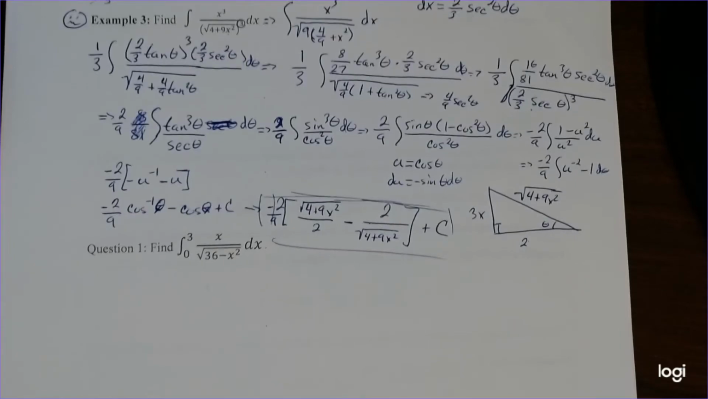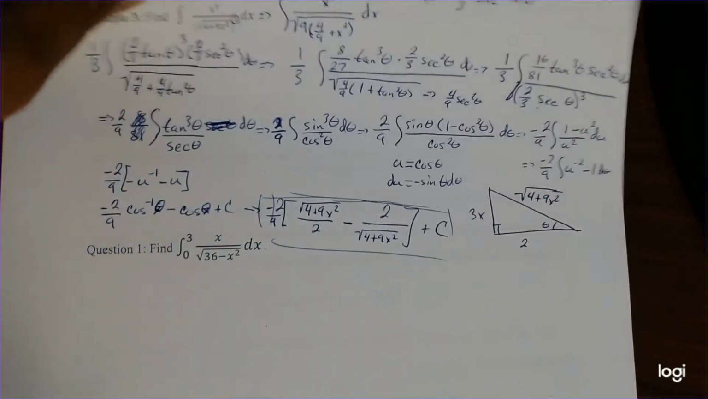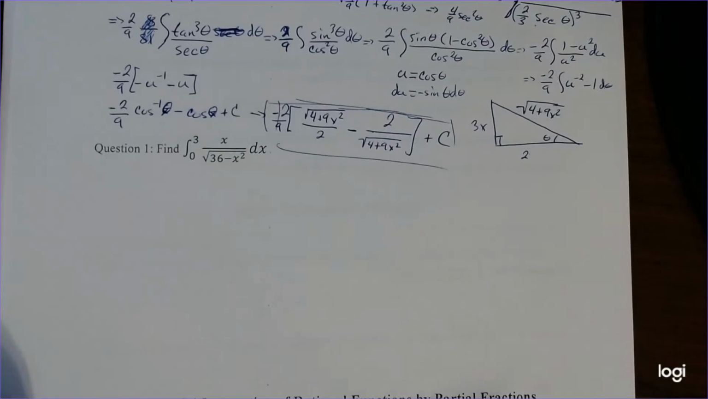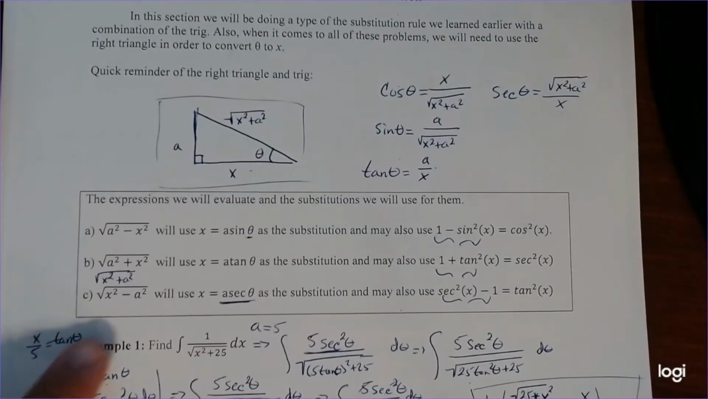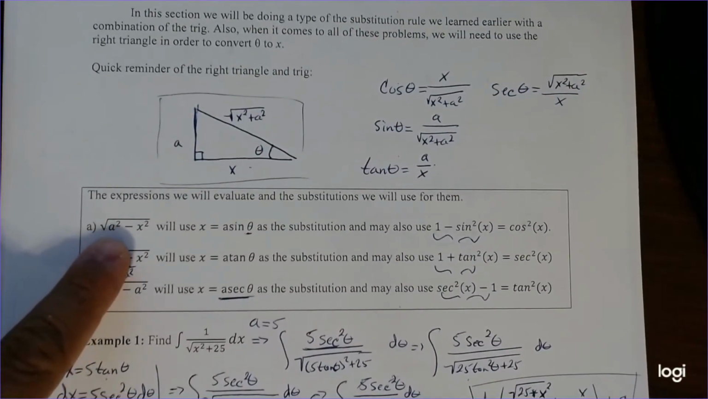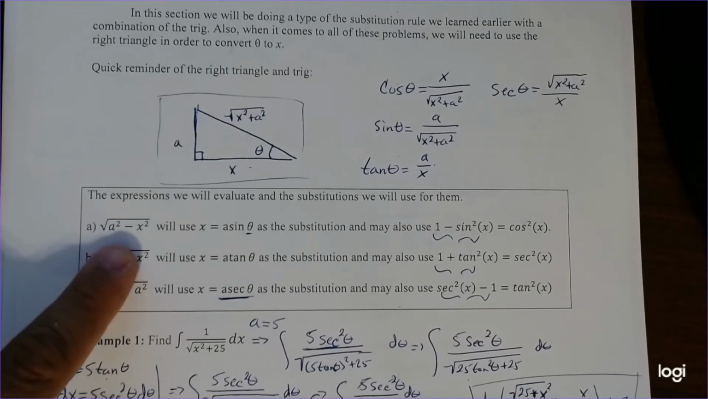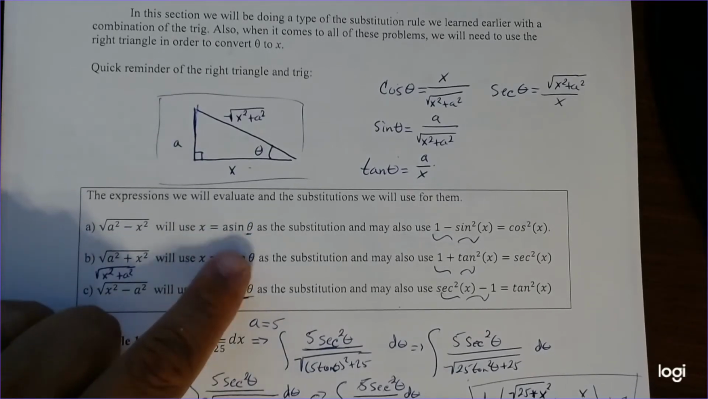All right, let's try another one. Find the integral from 0 to 3, so now we have bounds, of x divided by the square root of 36 minus x squared. Okay, so this one is different than what we had, right? This is a squared minus x squared. Therefore, we have situation A, right? We have a squared minus x squared, so we're going to be using sine in this case as our substitution.